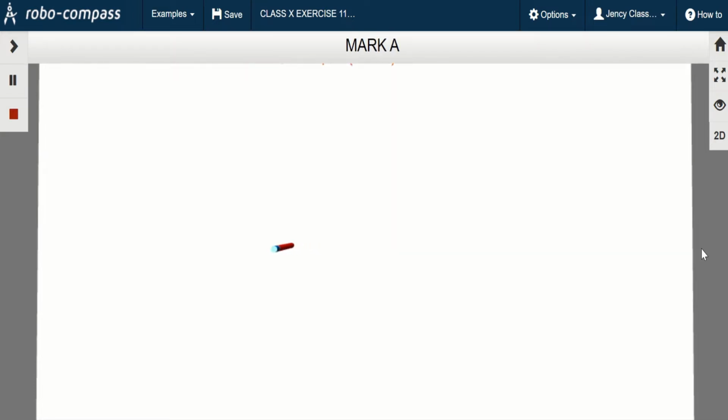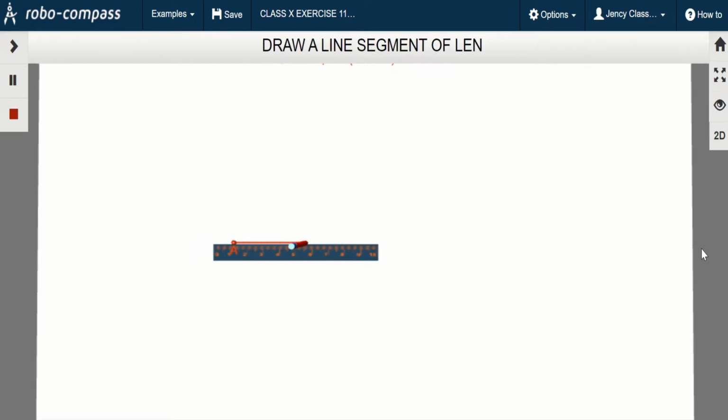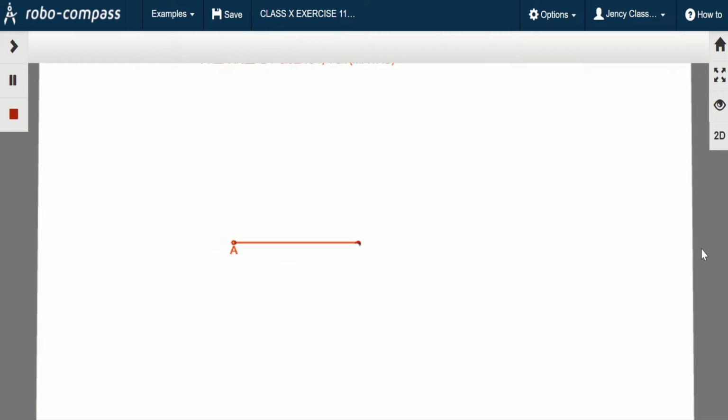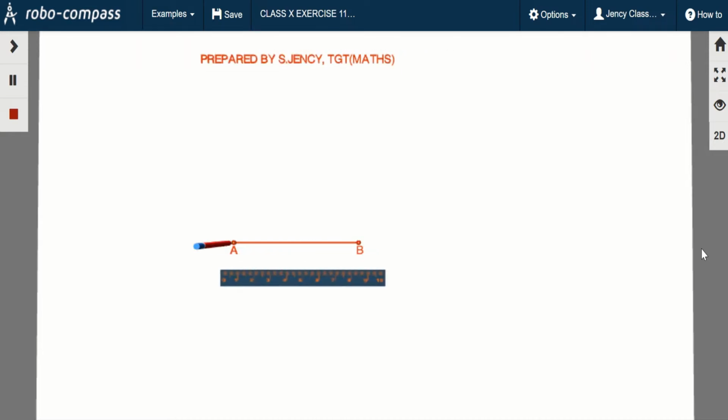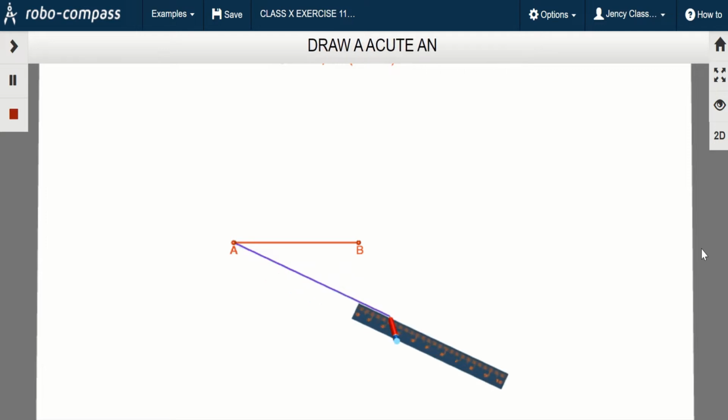First we are going to draw our line segment. First I am marking a point A. From here I am going to draw one line segment of 7.6 centimeter. Right? I am going to mark the end point as B. Now I am going to draw an acute angled line.